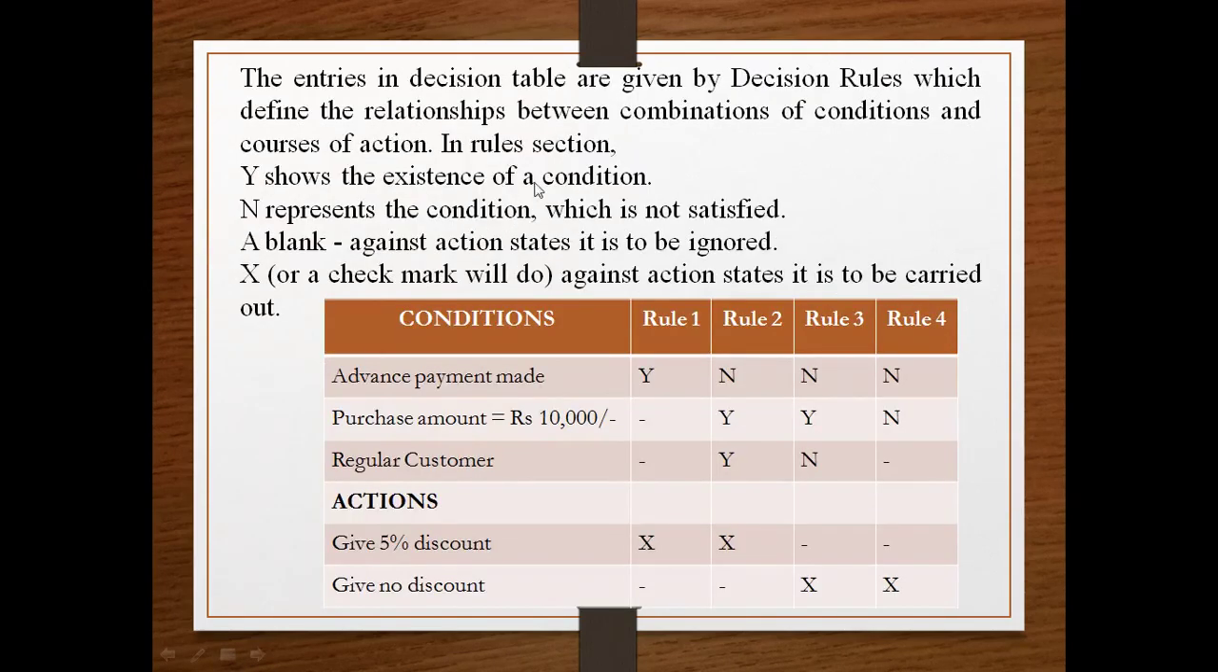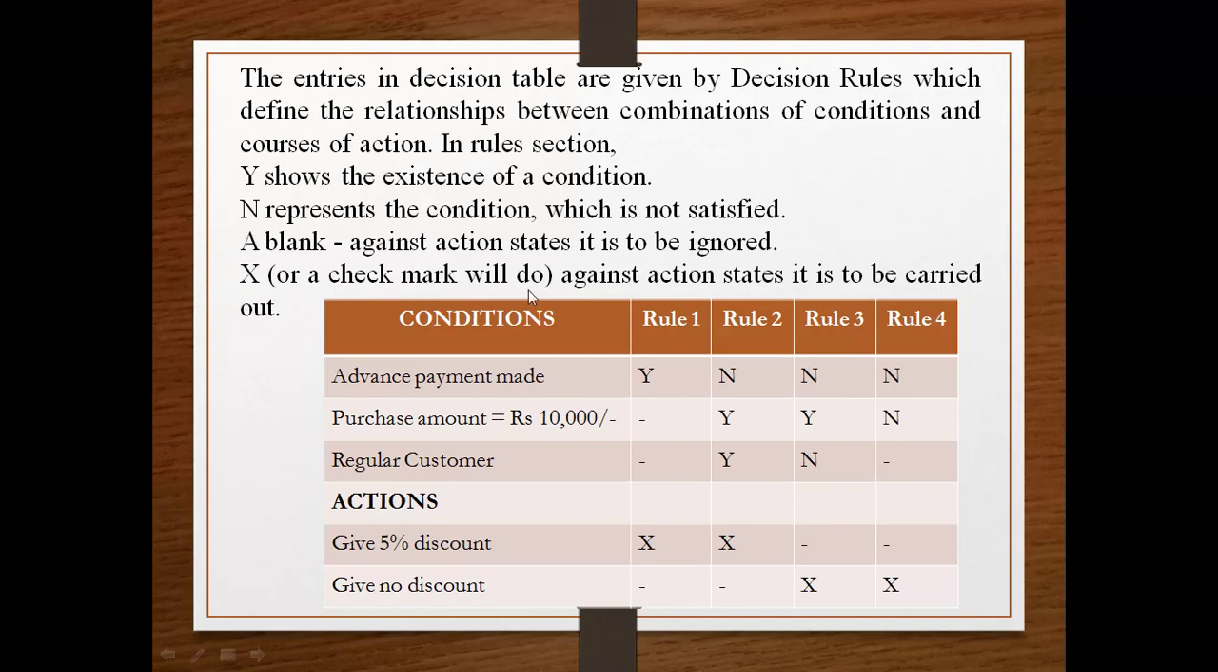The entries in the decision tables are basically given by decision rules, which will define the relationship between the combination of conditions and actions. Y shows the existence of a condition. N represents a condition which is not satisfied. A blank against an action states it has to be ignored. Okay, you don't write a cross for ignorance of the action, but you have to keep it blank. Okay, always keep in mind this particular point.